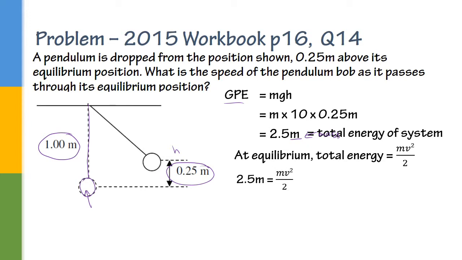Now, knowing that the GPE at the start is equal to the kinetic energy at the equilibrium, we find that 2.5 m is equal to mv squared on 2. Now, luckily for us, we can eliminate m to give us 2.5 equals v squared on 2. Now, it's a simple matter to rearrange the formula to give v squared equals 2.5 times 2. So v squared actually equals 5 and gives us a velocity of 2.24 meters per second.